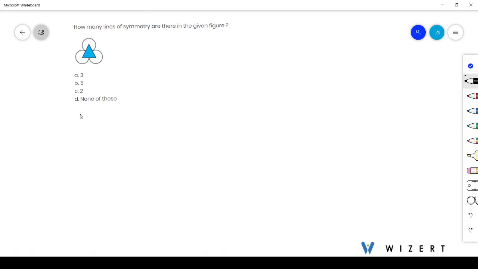Our question is, how many lines of symmetry are there in the given figure? And we have given one figure here.